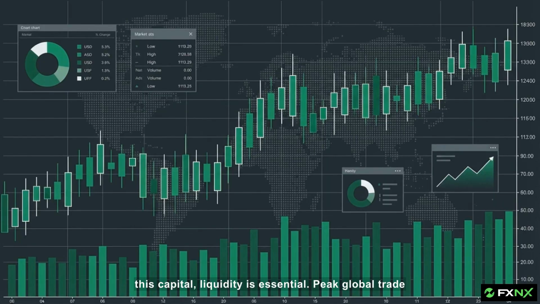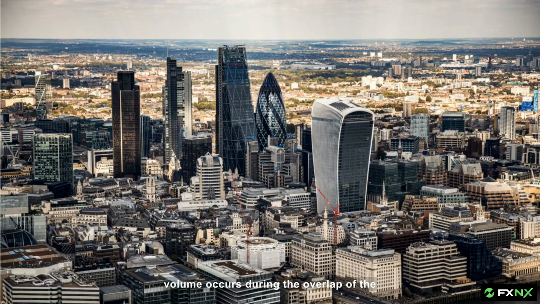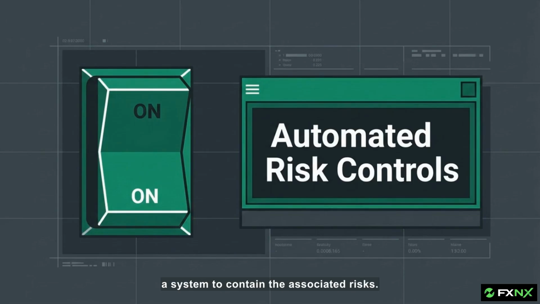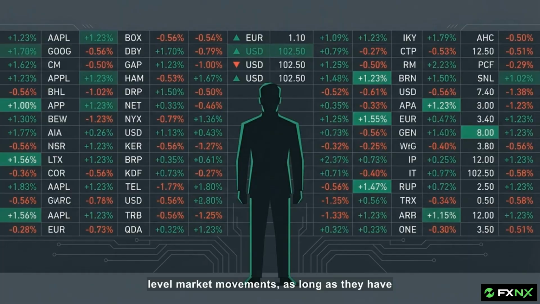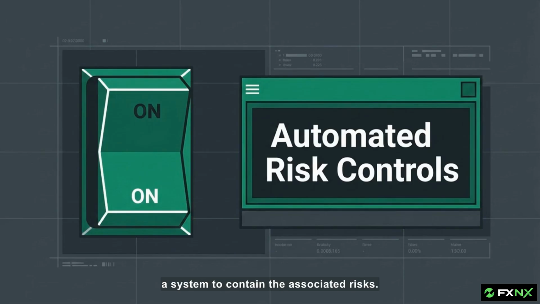When deploying this capital, liquidity is essential. Peak global trade volume occurs during the overlap of the London and New York sessions, roughly between 8 a.m. and 12 p.m. Eastern Time. By utilizing leverage specifically during these highly liquid hours, a retail trader gains access to institutional-level market movements, as long as they have a system to contain the associated risks.